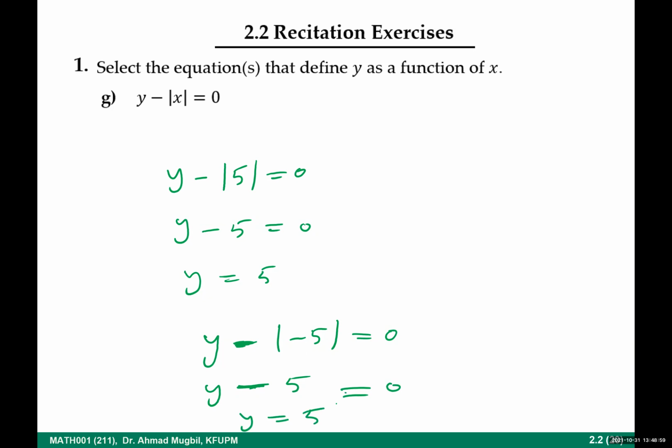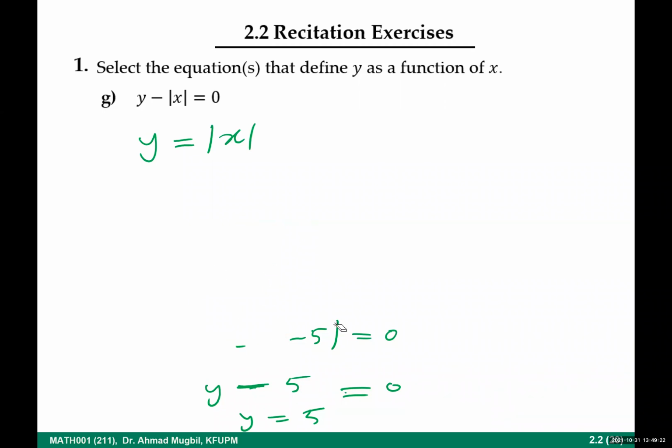We have only one y. For any one input, you will have only one output. But this is not a proof. If you want to prove, you need to prove it for any x, not for 5 and negative 5 only. So how to do that? And this is in fact the absolute value function.